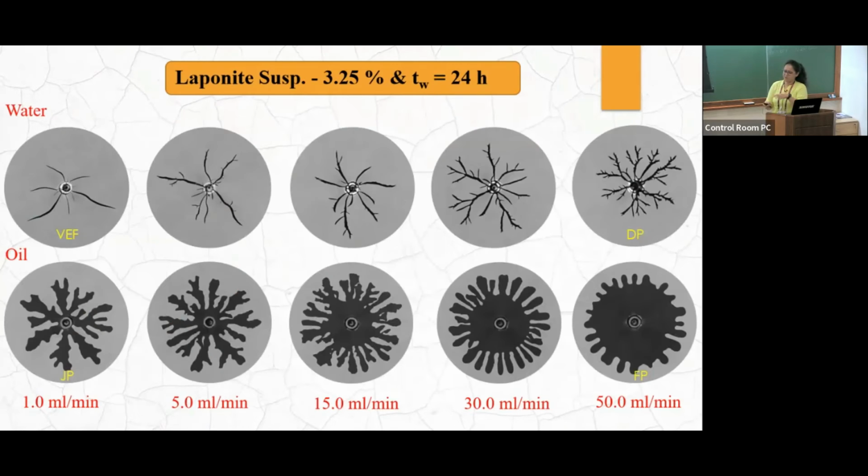So, oops, okay. Yeah, let me just drop this. Yeah. So the next thing we have done is we have changed the displacement rate with which we are displacing the Laponite suspension. For this, we have chosen a 24-hour aged Laponite suspension because it's so elastic. And we have seen the same sequence: there is a transition from viscoelastic fractures to dendritic pattern. And in the case of immiscible displacements, there was a transition from jag pattern to flower pattern. So basically varying TW is something like TW is inversely proportional to Q. This kind of behavior we have observed in these two parameters.